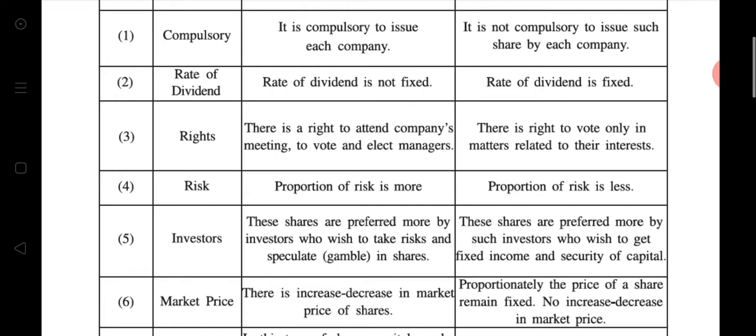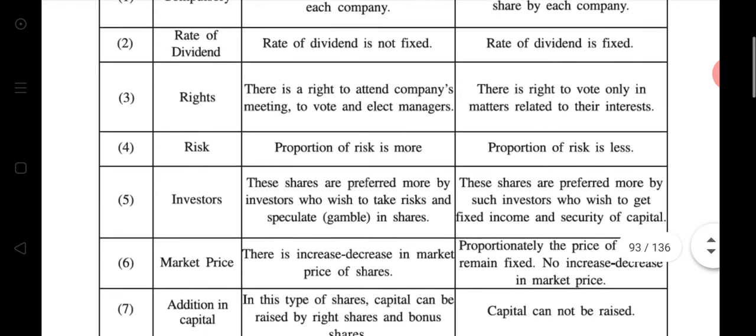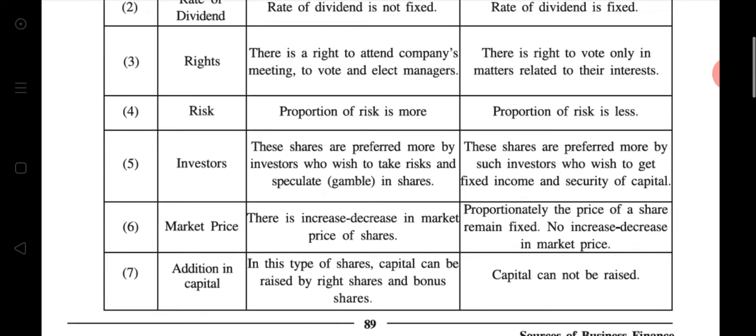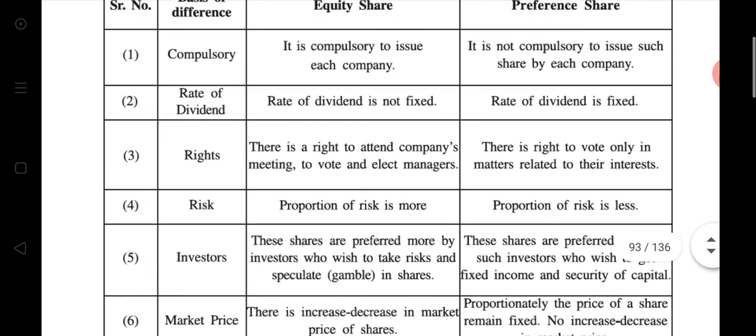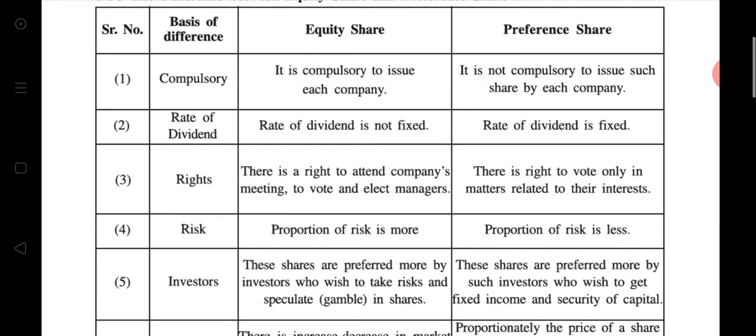Then the market price increases and decreases in equity shares, whereas in preference shares the price of the share remains fixed, with no increase or decrease in market price. In equity shares, capital can be raised by right shares and bonus shares also, and in preference shares, capital cannot be raised. So it is a very easy difference between equity and preference. You can also write in your own words, but the basis of difference is compulsory. If you don't write the basis of difference, then you won't get the score.